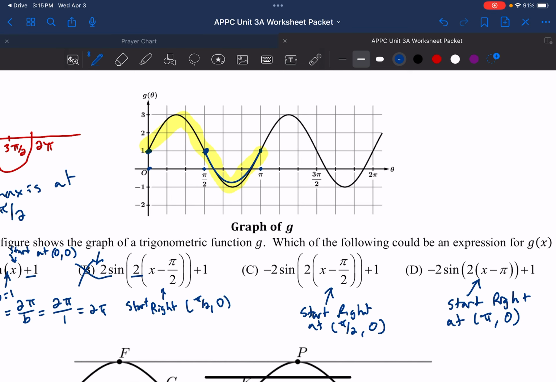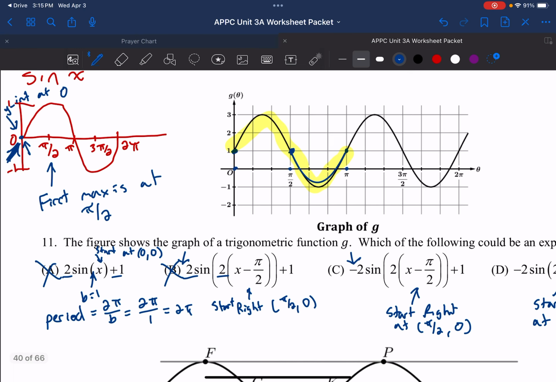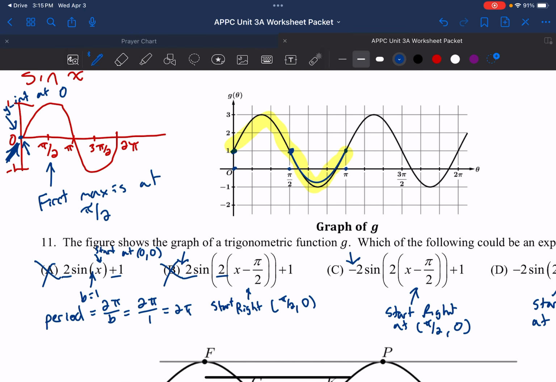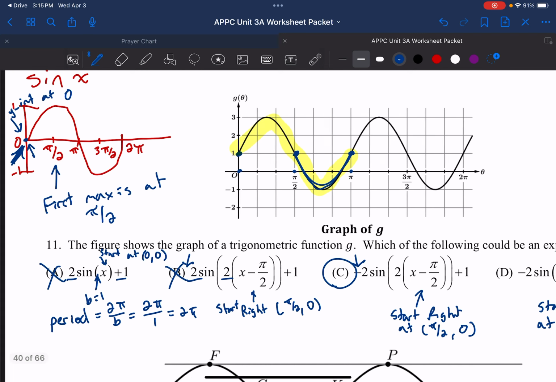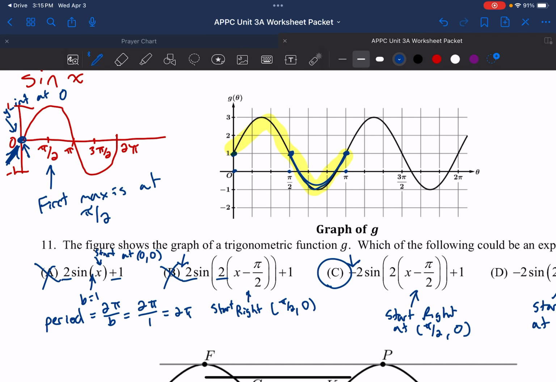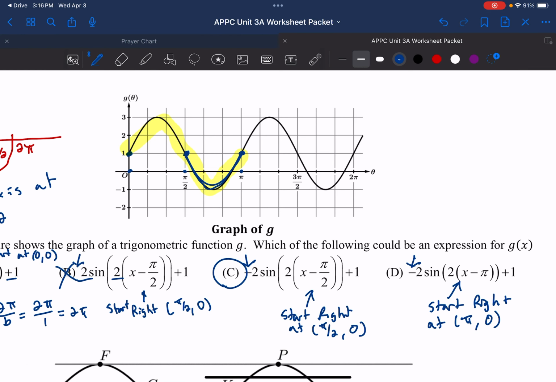And then for C, let's keep moving on to C. At pi over 2, I should be going down, because it's negative. So it's flipped. Because normally I would go up, but because it's negative, I go down. So this is the answer. And why is D not? Well, if I start at D, my starting point, which should be here, I go up from there. But because it's negative, I should be going down.